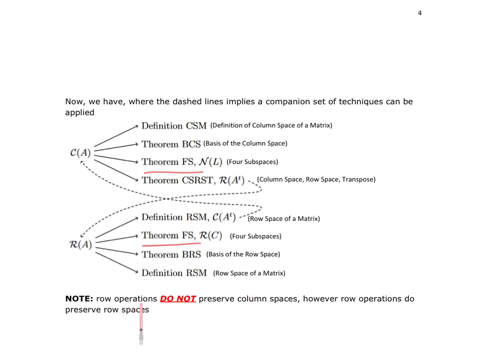Now, a couple of things you should really pay attention to: row operations do not preserve the column spaces. So when you're doing row operations, you are not necessarily preserving the column spaces. However, row operations do preserve row spaces. Just something to keep aware of when you are looking at the homework.